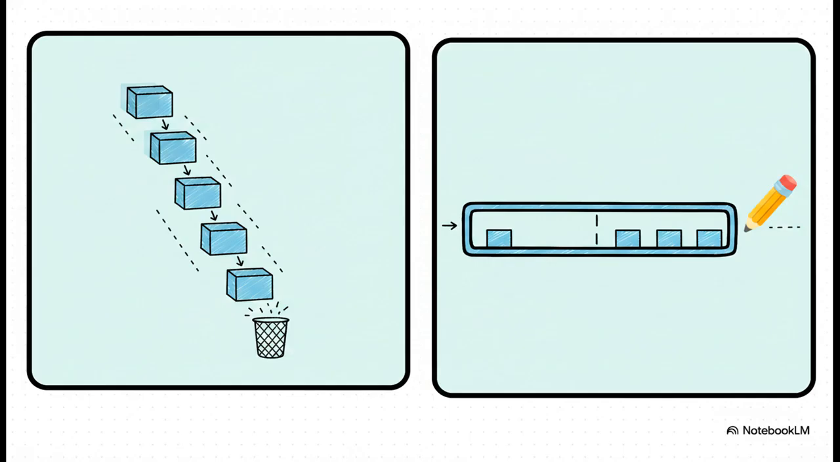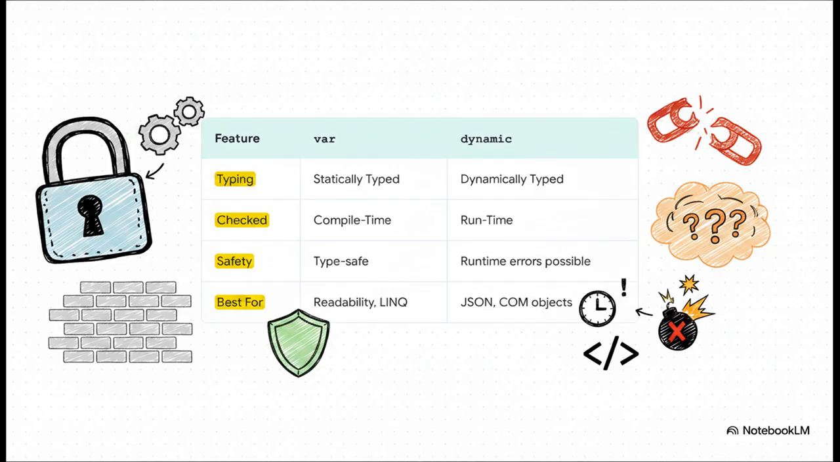That's where StringBuilder comes in. It's mutable, meaning you can modify it in place without creating new objects. The rule is simple. If you're building a string piece by piece, use StringBuilder. Next up, var versus dynamic. This one trips people up, but it's pretty straightforward.